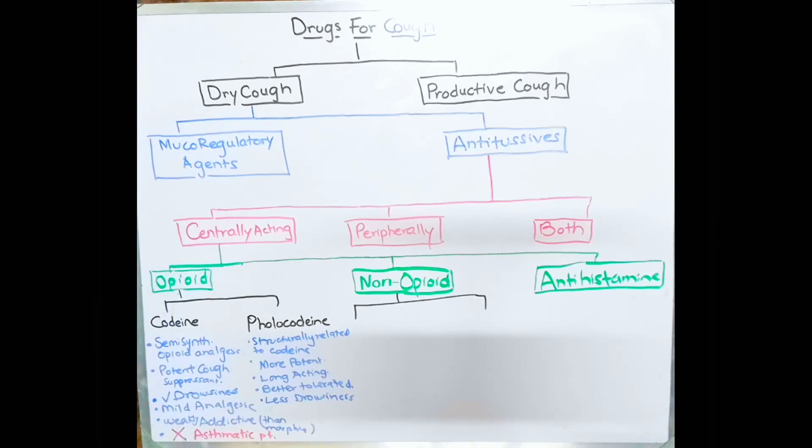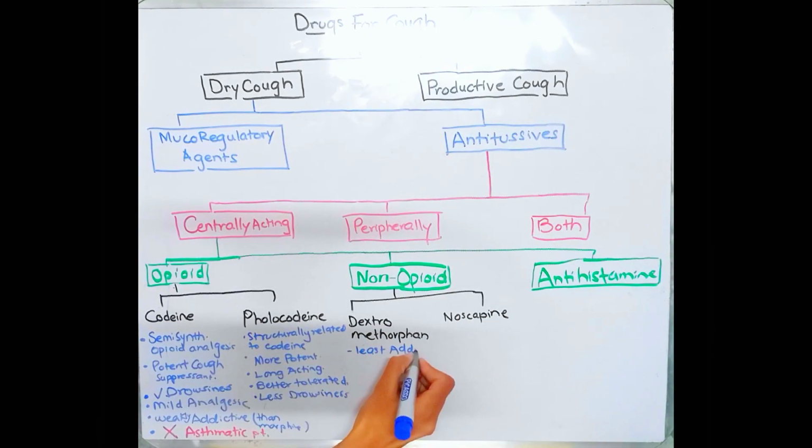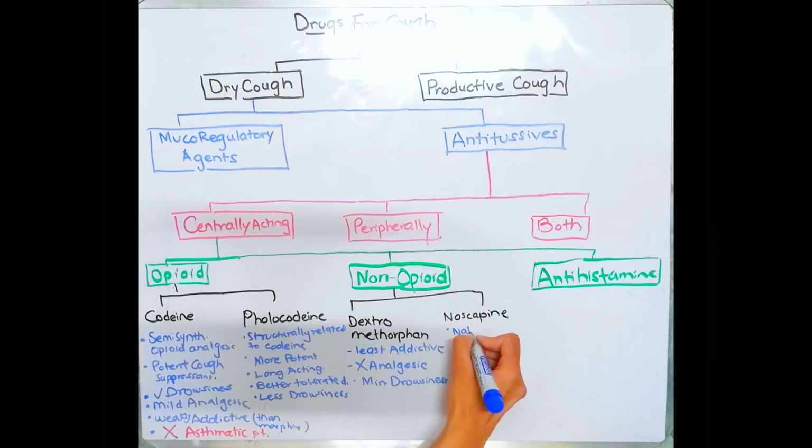Now let's discuss the non-opioid class of drugs. In this category we have dextromethorphan and noscapine. Dextromethorphan is less addictive, it is not analgesic and it causes minimal drowsiness.